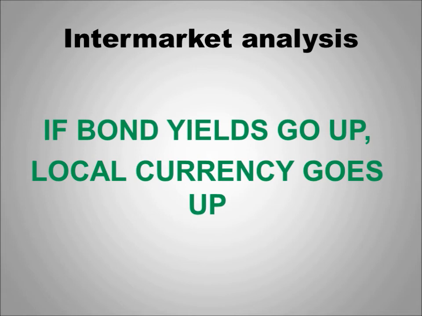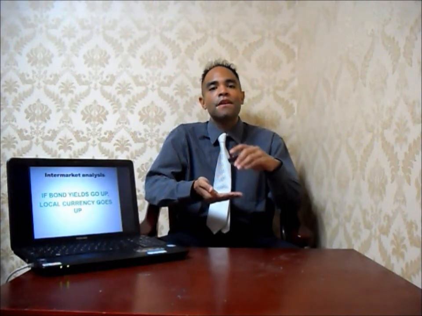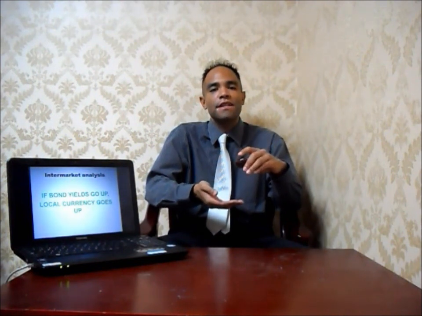Now, if bond yields go up, the local currency goes up. Because again, with the increase of bond yields, that also increases the central bank interest rates. So the increase of central bank interest rates also increases the economy. That's the reason why central banks raise their interest rates.